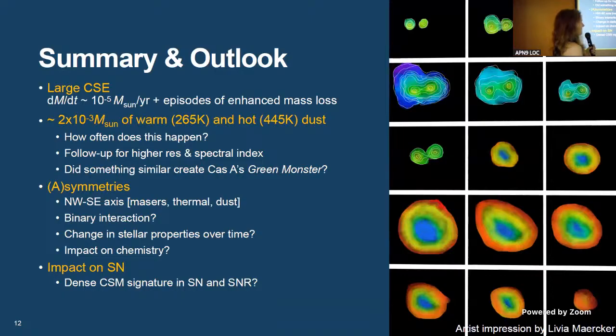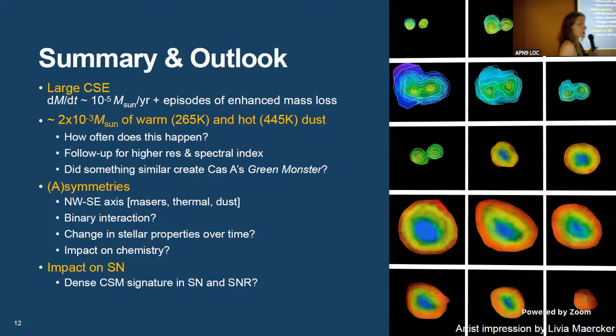So in summary, we have an extremely large circumstellar envelope, high mass loss rate, 10 to the minus 5 background, and then enhanced mass loss up to 10 to the minus 3 over several decades to a few hundred years. Plus then these shell modulations that we don't know if it's the star actually changing its mass loss or some companion shaping the mass loss. That we don't know.